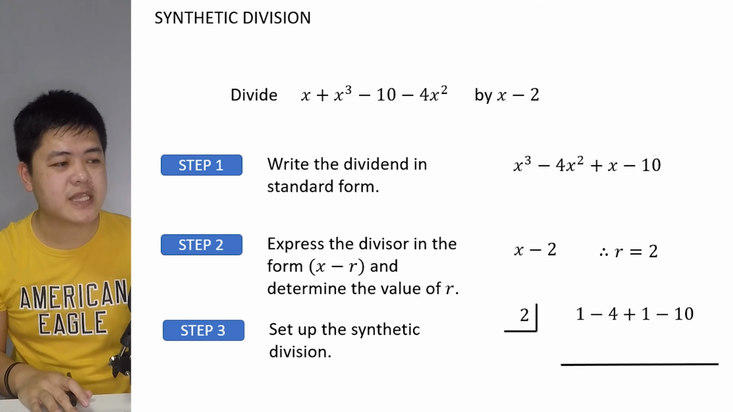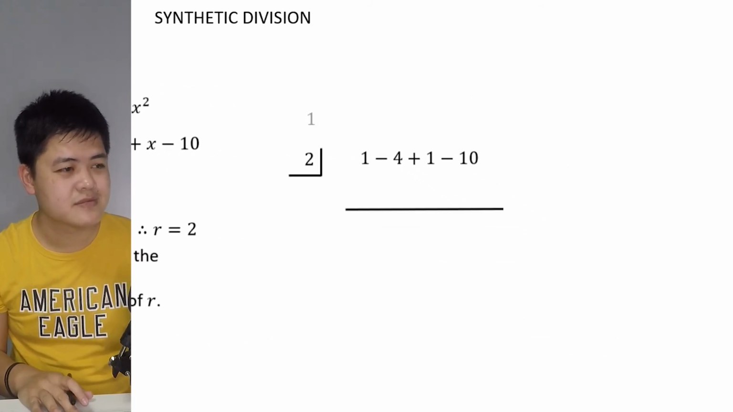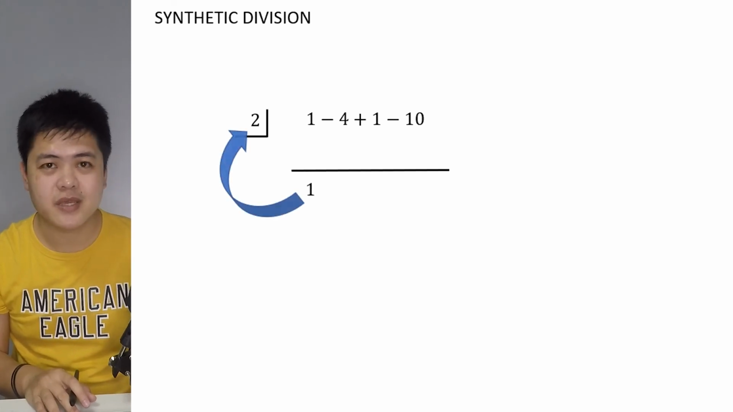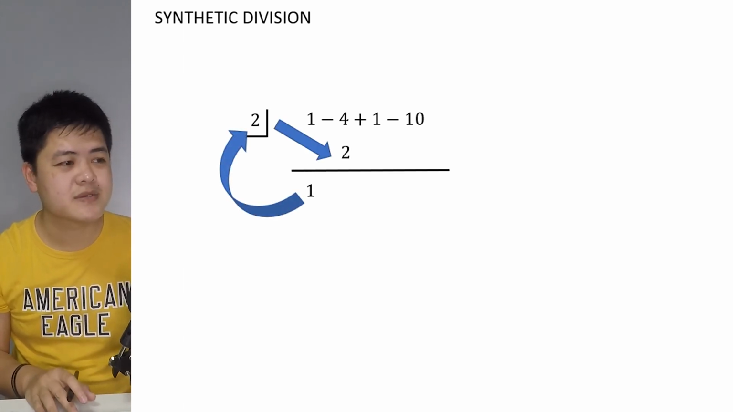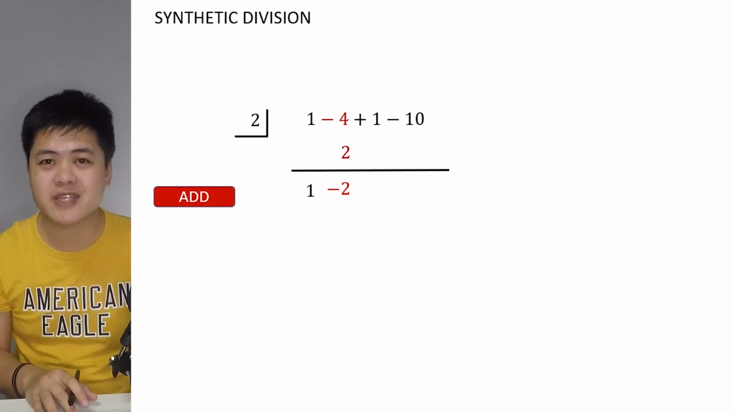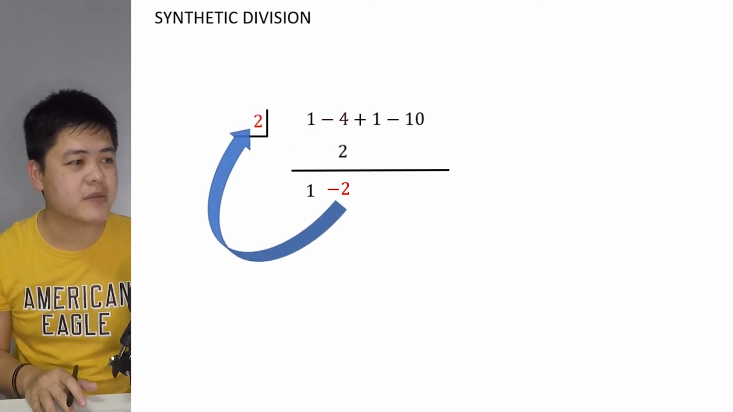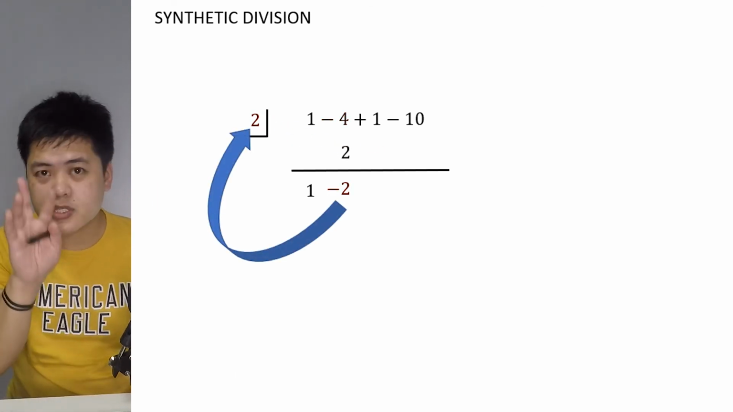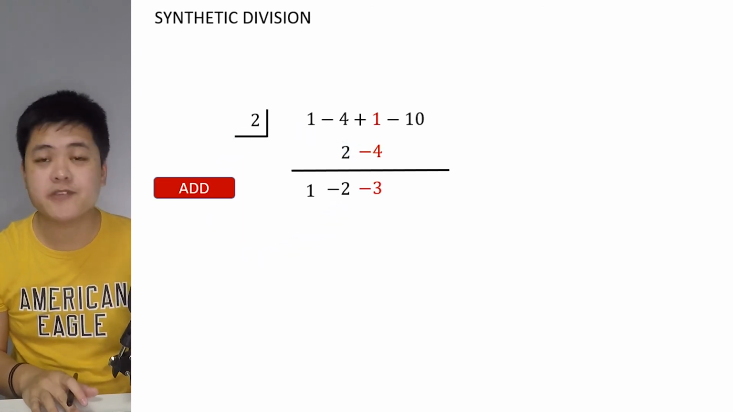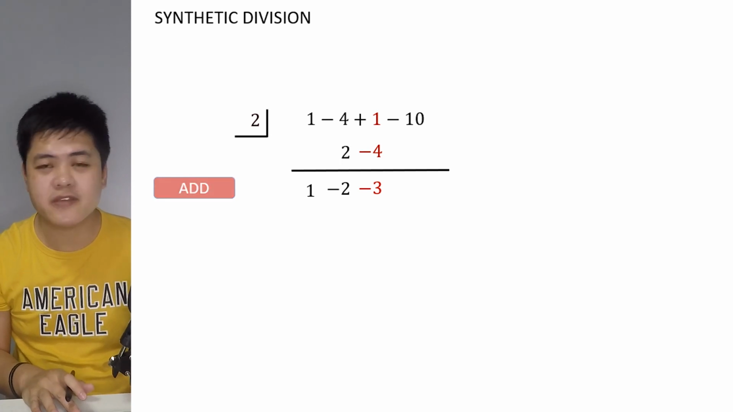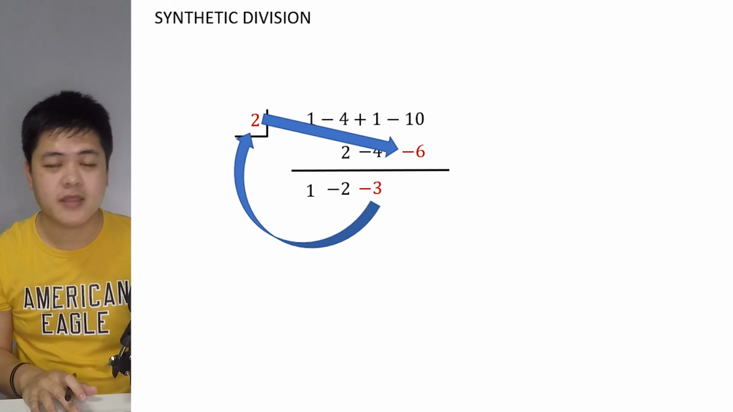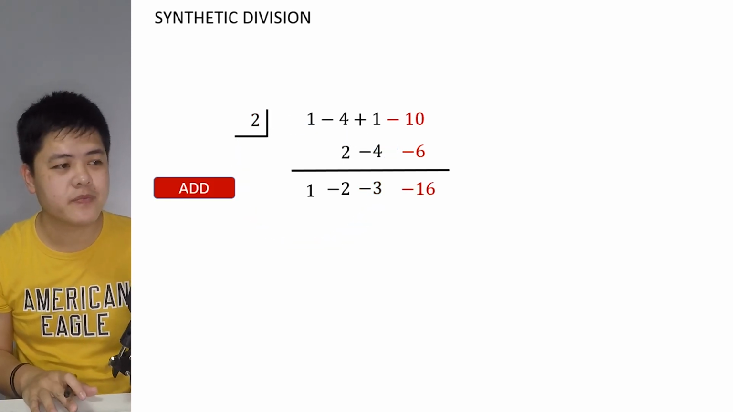And then, we have to set up the synthetic division. Just like this one. And then, the first step is to bring down 1. And then, 1 times 2, that gives us 2. And then, we add. Negative 4 plus 2, that gives us negative 2. And negative 2 times 2, that's negative 4. And then, negative 4 plus 1, we have negative 3. And negative 3 times 2, that gives us negative 6. And negative 10 plus negative 6, we have negative 16.